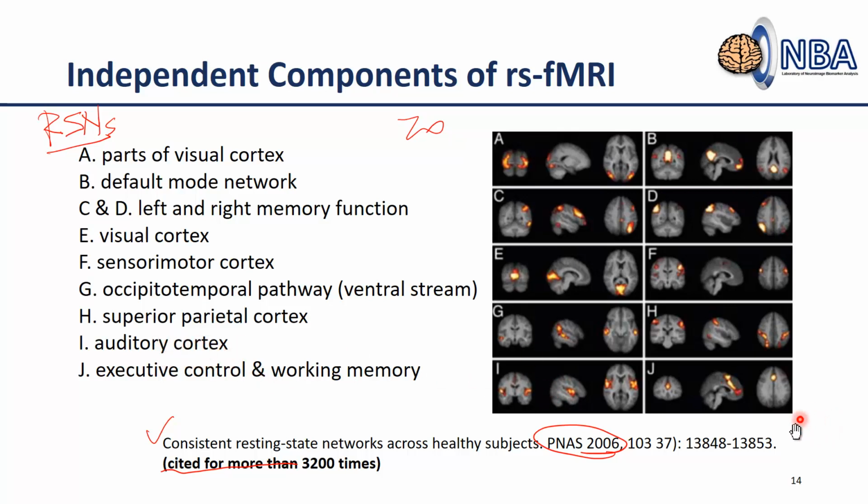Another one is the executive control and working memory network, J. So at least these 10 networks, based on the resting state data from 20 different subjects, can be consistently identified using the ICA approach. I think this is just another example that you can use either resting state data or task-specific data. You can use either way, just try to apply ICA on it.